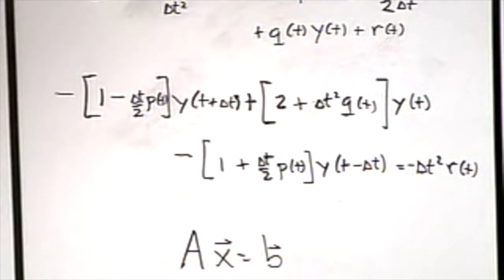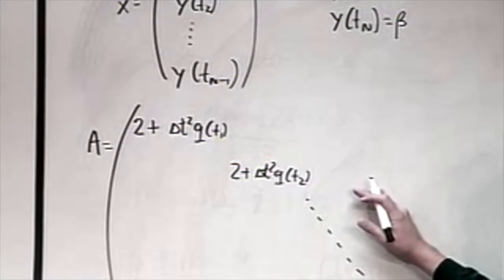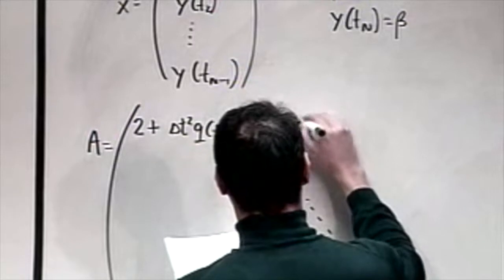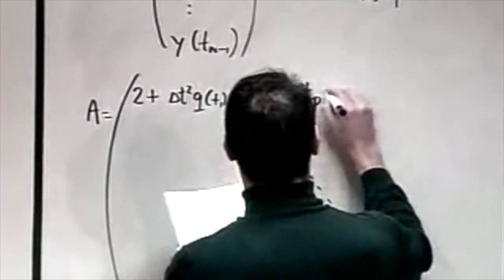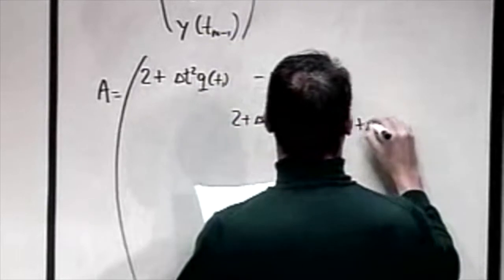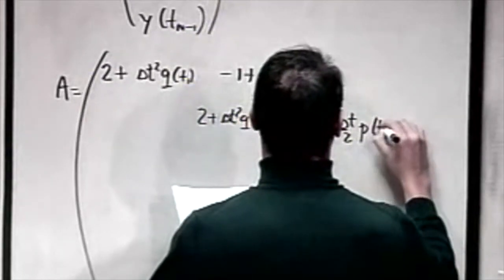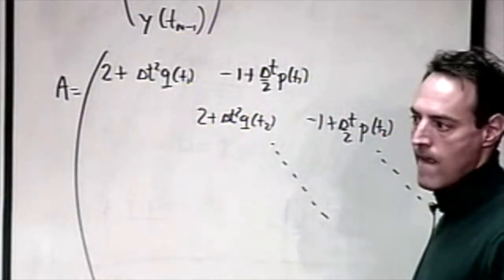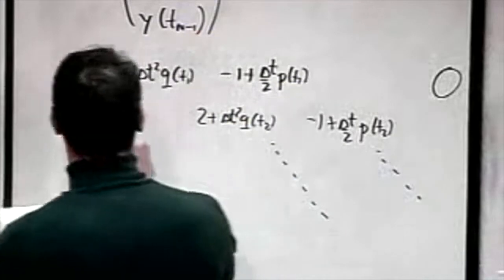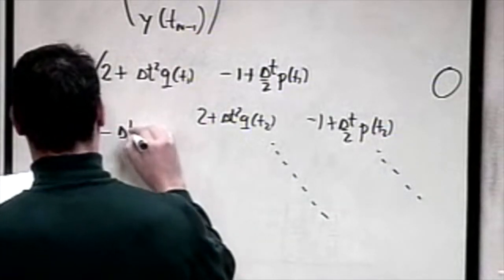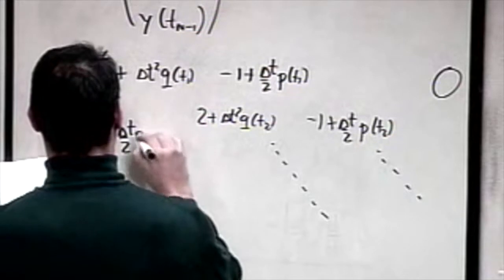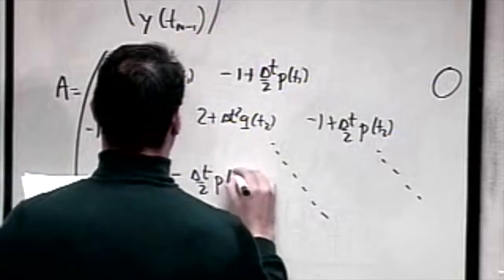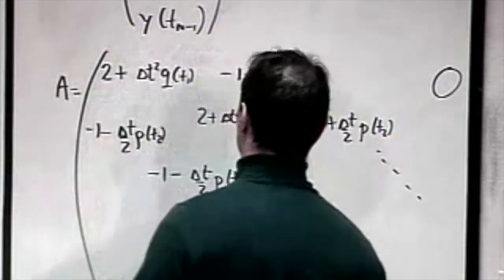Okay, but that's that, diagonal. On the off diagonals, on the upper diagonal, you have this, 1 plus delta t over 2, p of t1, minus 1 plus delta t over 2, p of t2. The rest are zeros over here. And on the bottom diagonal, you have minus 1 minus delta t over 2, p of t2, minus 1 minus delta t over 2, p of t3, zeros.